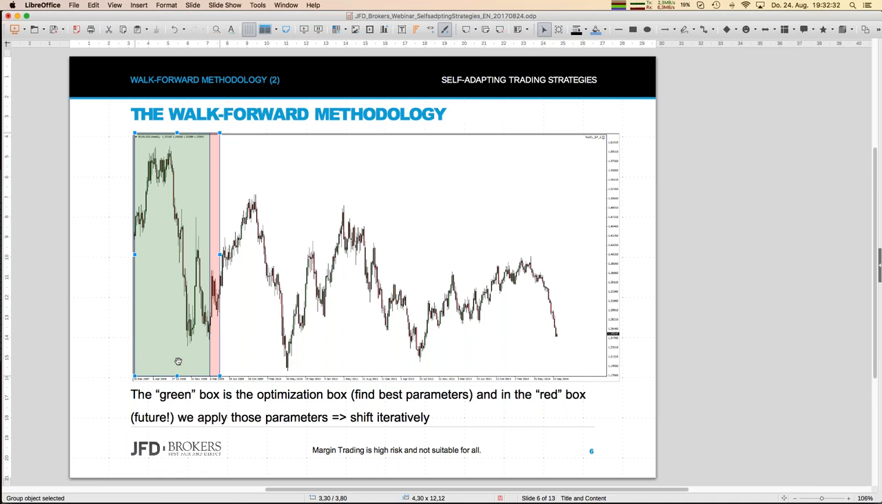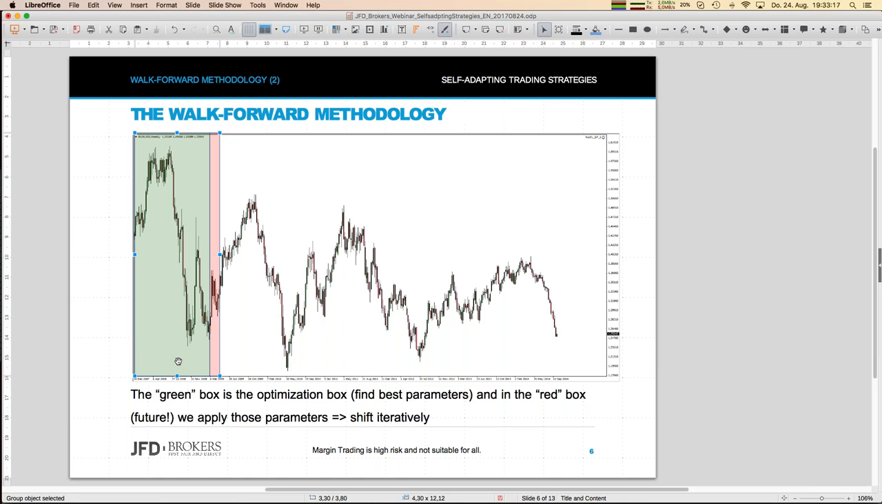chart. And now we will find by an algorithm the best parameter set for starting time of the range, end time of the range, risk reward ratio, and minimum range size. So by brute force analysis, we will find the best parameter set in the context of neighborhood analysis, and then we have a fixed set. We know that is the best equity we can get within the green box with that specific set of parameters.